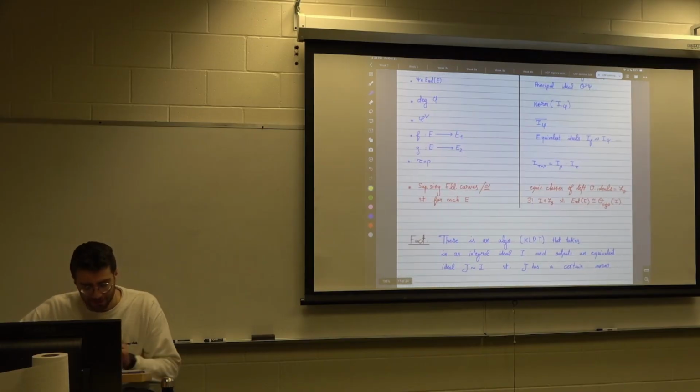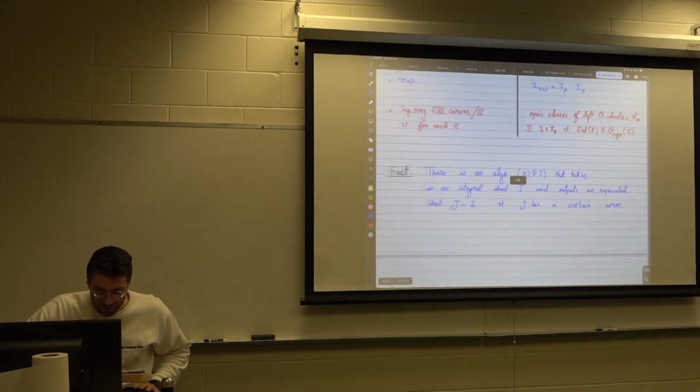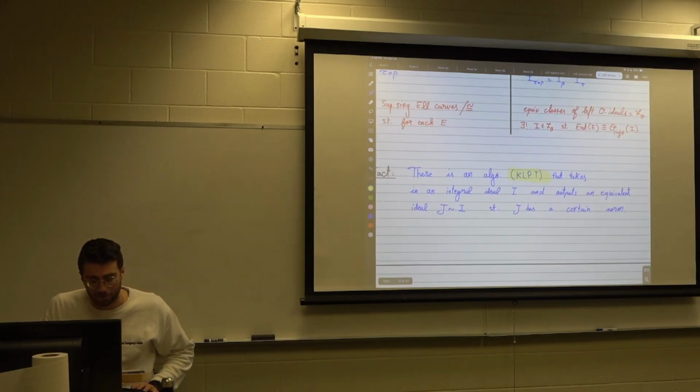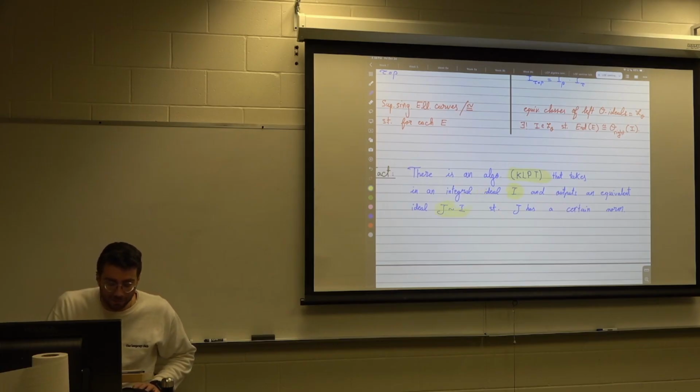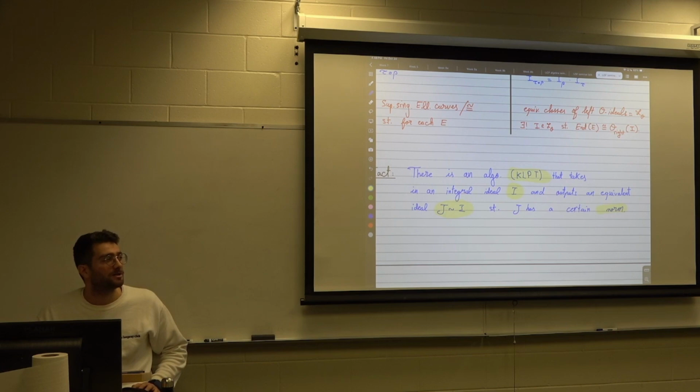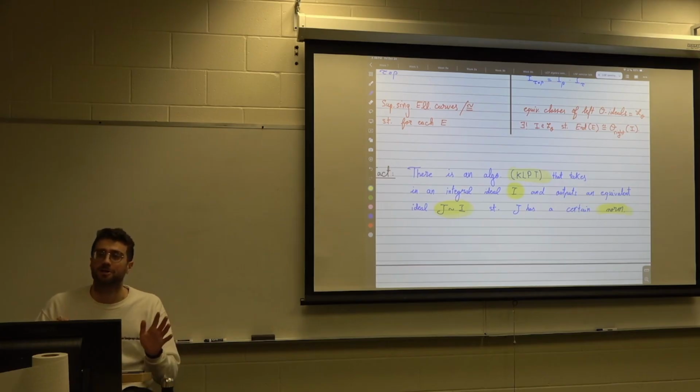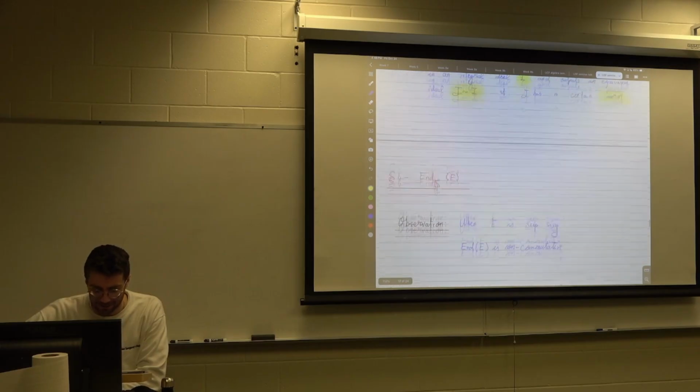I'll say a few more things very quickly. There's a special algorithm called KLPT. This is very important. It does the following. It takes as input an ideal and outputs an equivalent ideal of a certain norm. So this ideal is going to correspond to an isogeny. It's going to give me another equivalent ideal, which is going to be another isogeny, same domain, same codomain, but of a given norm. So you can go from one isogeny to another isogeny of a different norm using this algorithm. And this is going to be very useful, again, for applications. Hopefully JF is going to cover this.